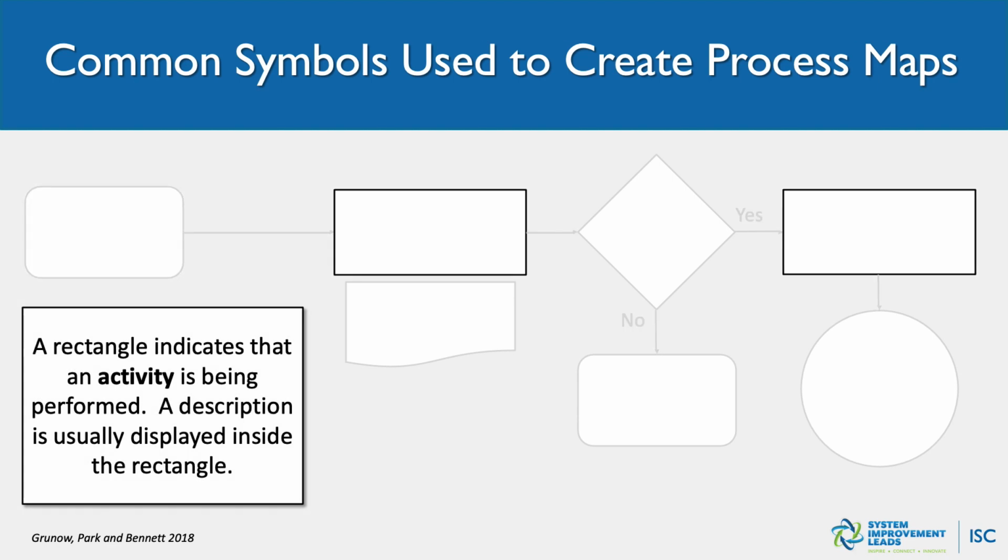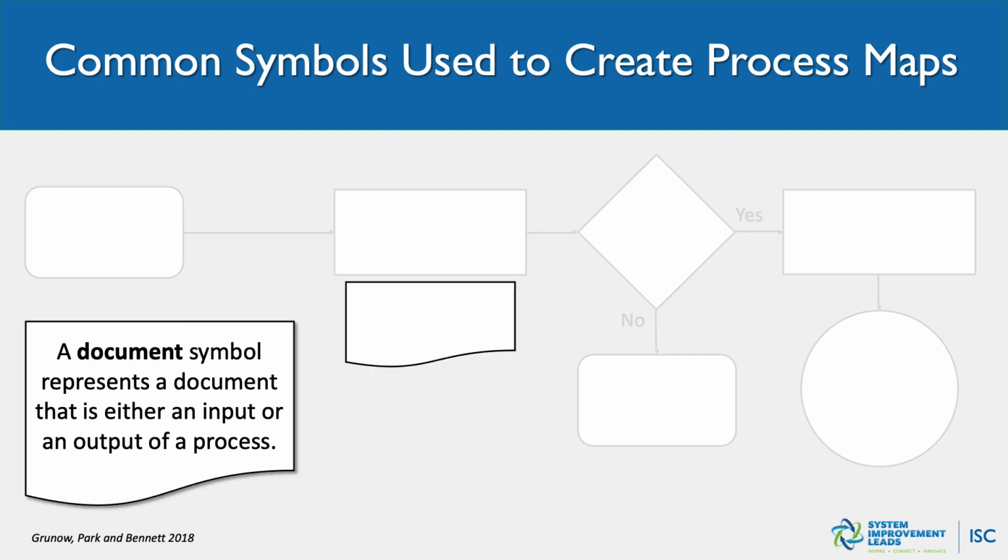Rectangular boxes with sharp edges represent steps in the process. Steps are actions which are performed or occur. They are the work. The document symbol is used to describe any document or database that is used or produced during a particular step. Often it is displayed below or to the side of a process step.